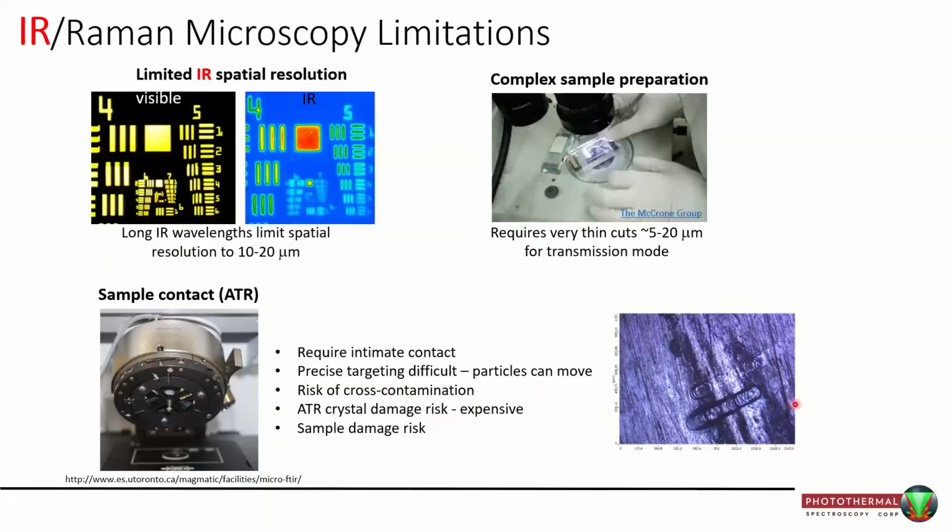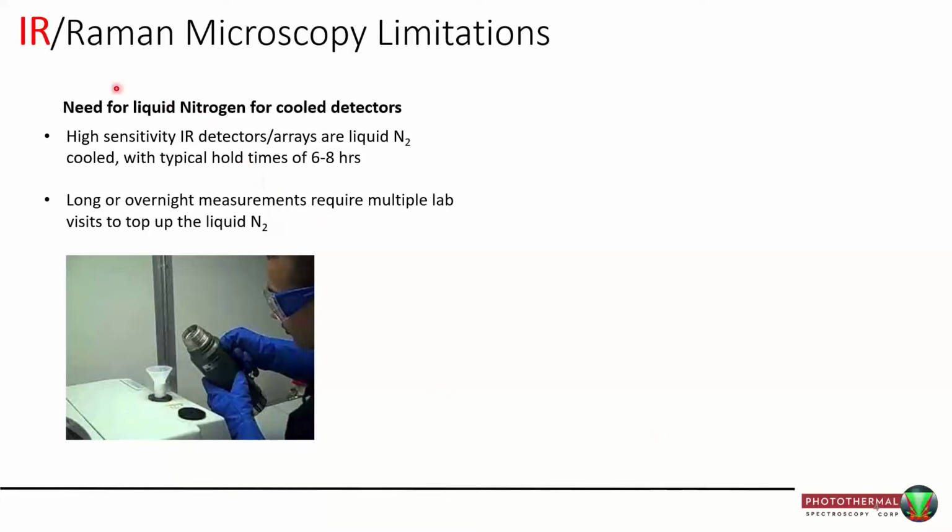Speaking of which, here's a picture of exactly what happens when the sample is damaged by the ATR tip. Moving on, there's also the issue of liquid nitrogen cooling required for the cooled detectors that are typically used in infrared microscopes. These detectors have hold times that are in the order of 6 to 8 hours. And if you're doing any long or overnight measurements, this may well require some late night visits into the lab to top up your liquid N2. And I suspect there are a few people here on the call who know the pain of going to the lab at 2 a.m. to top up the liquid nitrogen.